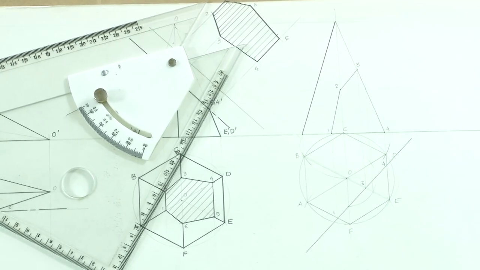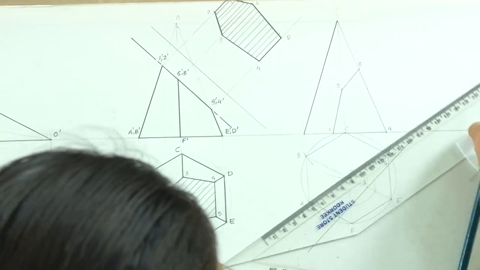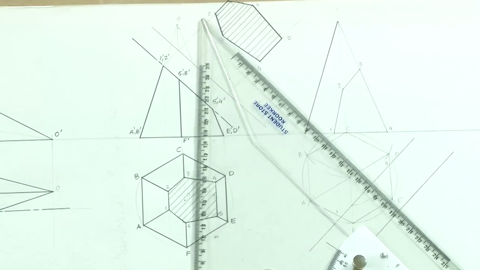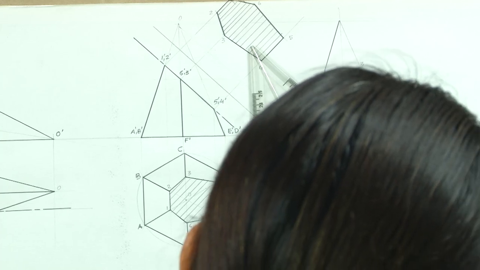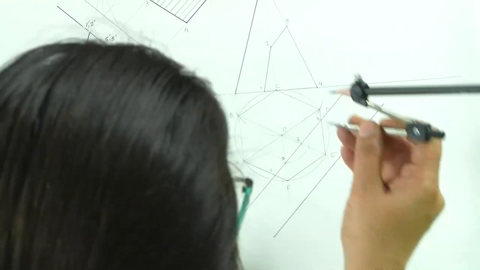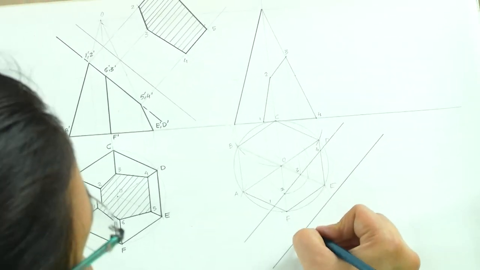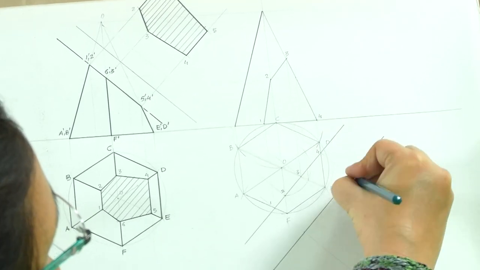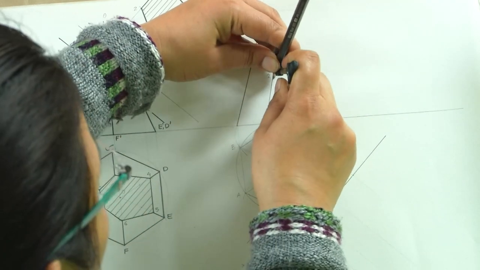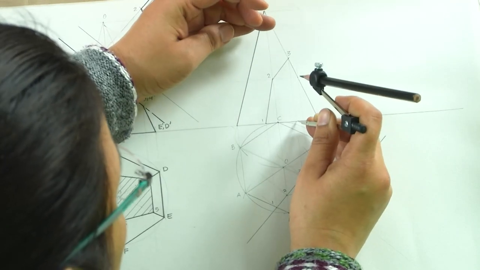Now, what we have to draw is the true shape of the section as well. So, let me draw an auxiliary plane parallel to this section plane. We will take the same distances because they will remain the same. So, this is 1, 2, 3 and 4. Now, the same distance as points 1, 2, 3 and 4 have from the reference line, we will mark. 1 and 4 are in the reference line, and we will mark the distance of points 2 and 3 from the reference line.